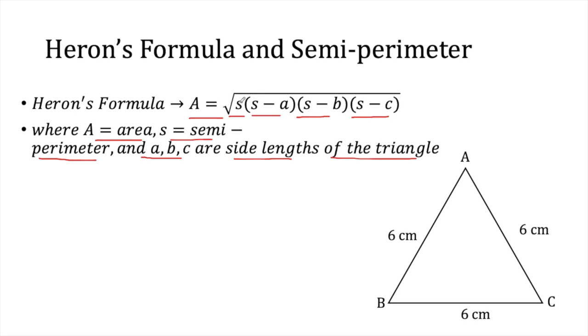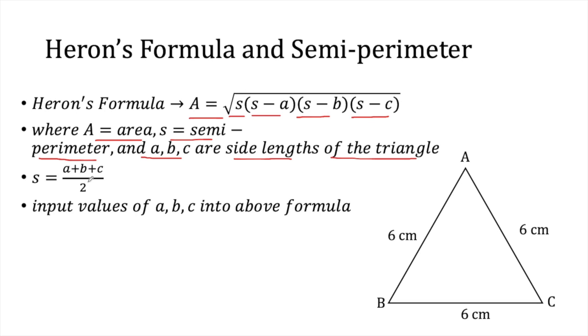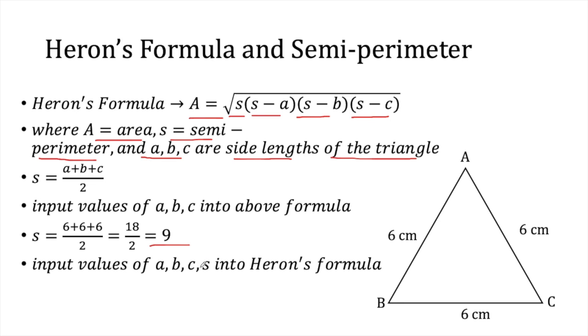So the semi-perimeter, or s, is exactly what it sounds like. It is half of the perimeter. So the perimeter is a plus b plus c, which is the sum of the side lengths of the triangle. And so the semi-perimeter is (a plus b plus c) divided by 2. So now we input our values of a, b and c in this formula and we find s to be equal to 9.